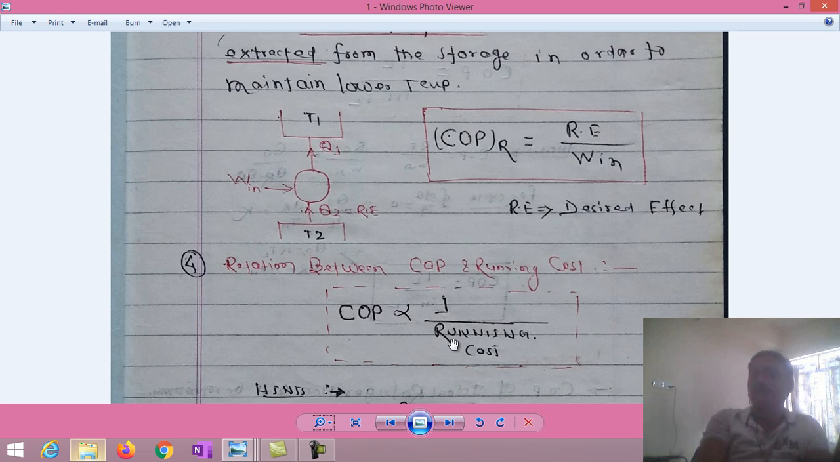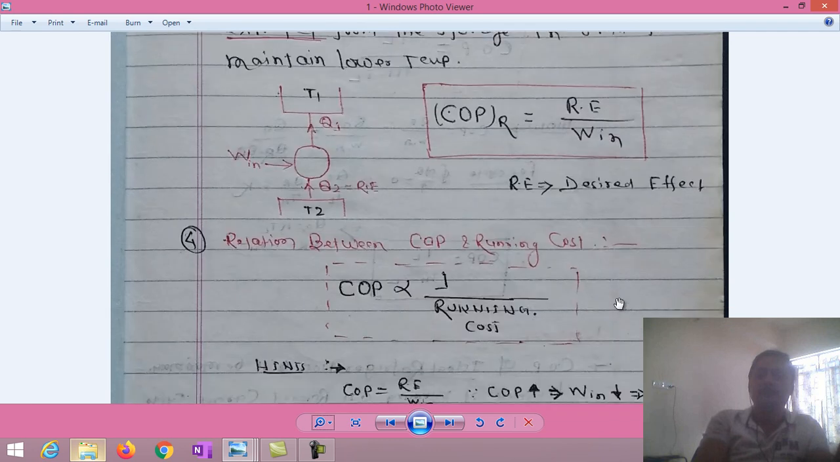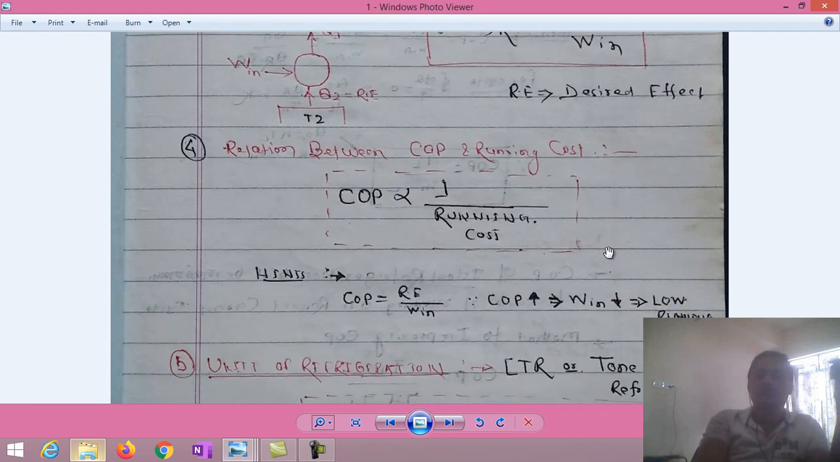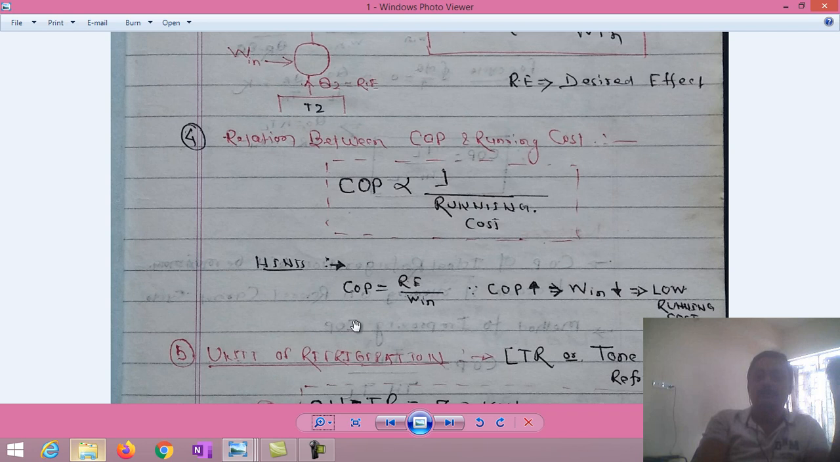So this is the relationship between COP and running cost, and this explanation has been given here. COP is RE by work input. If work input is less, COP will be more. Work input is directly linked with power input, and power input is linked with running cost. So for lower work input, the running cost will be less and COP will be more.